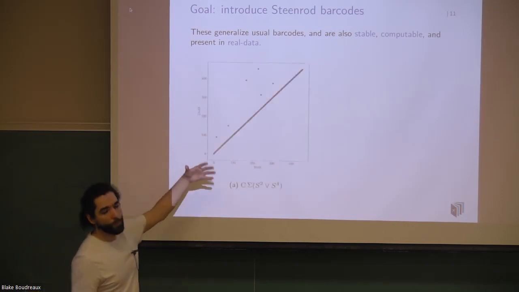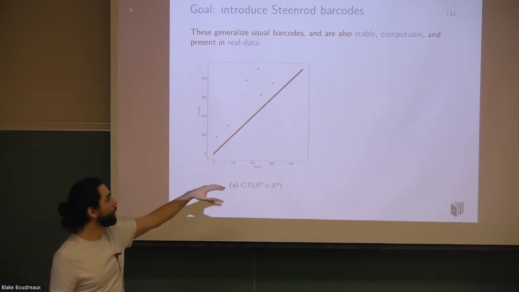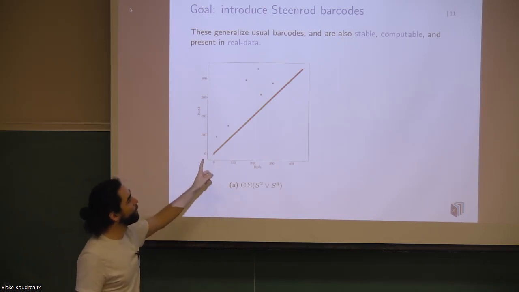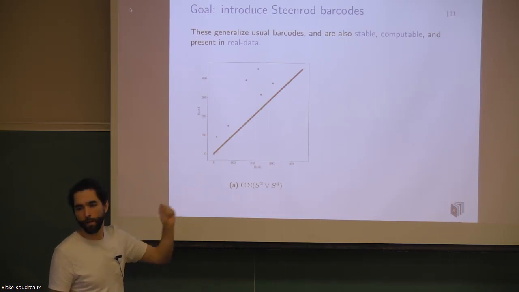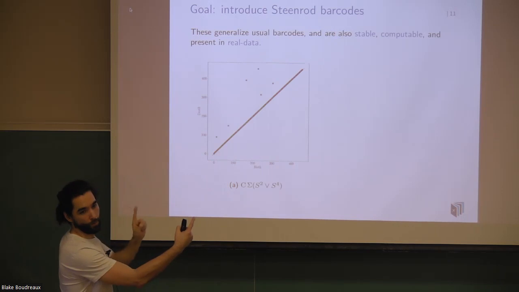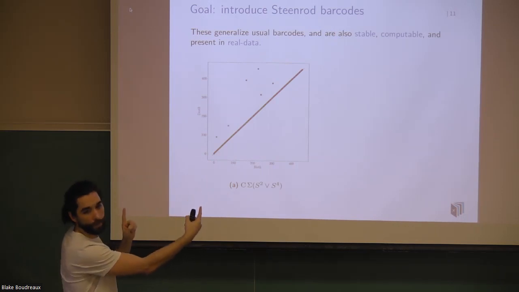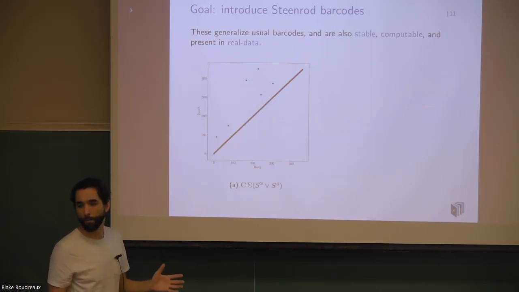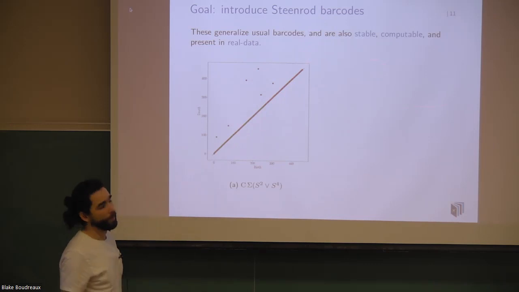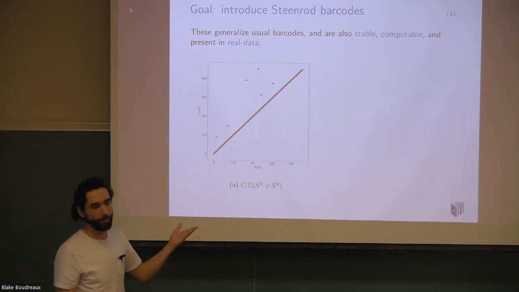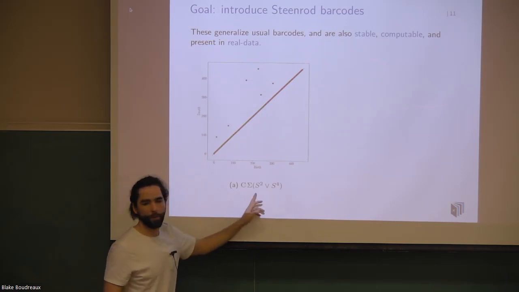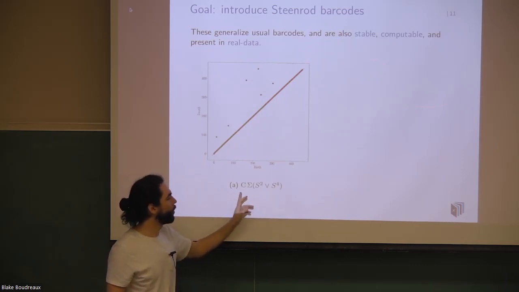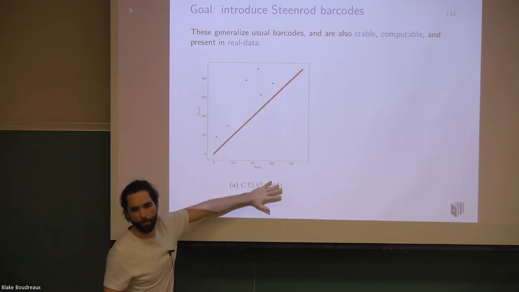Here's an example of the type of output that our software gives us. This is a representation of a barcode where I'm only plotting the X and Y coordinates associated to the birth time and the death time, right? So the farther we are from the diagonal, the longer the bar. And we see that there are 6 points here that are far from the diagonal that we think of as persistent features of the filtered simplicial complex. In this case, the filtered simplicial complex, we're going to return to this, is a filtration on a cone and the suspension of S2 wedge 4. Don't mind this, I'm going to return to it.